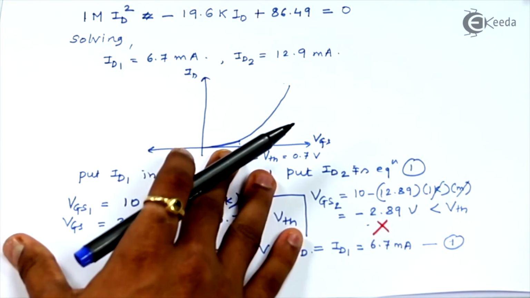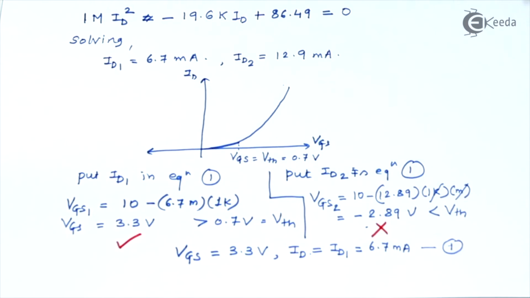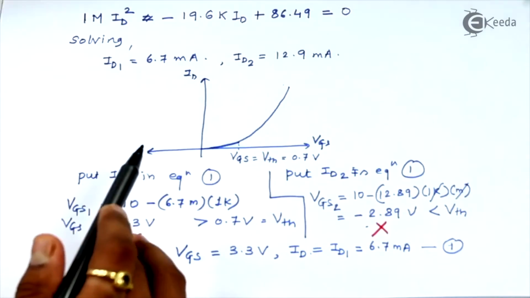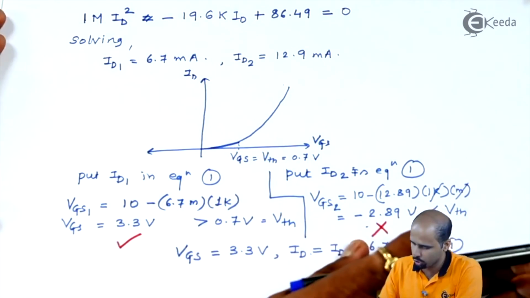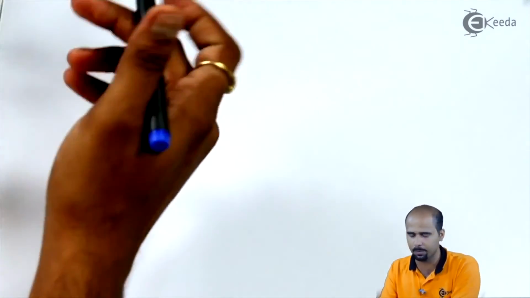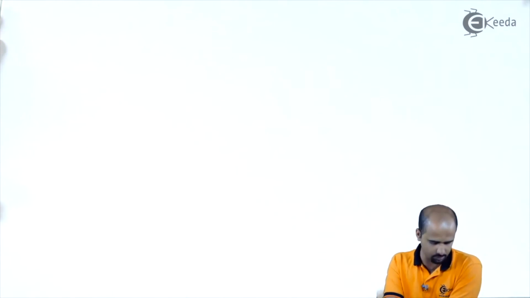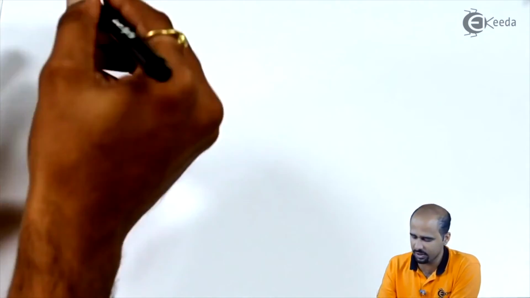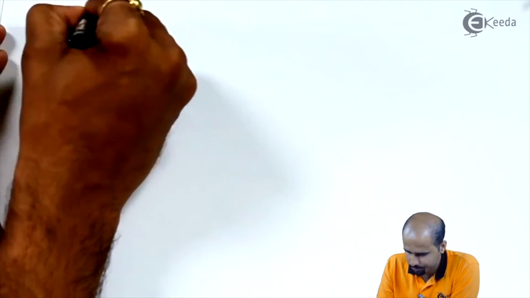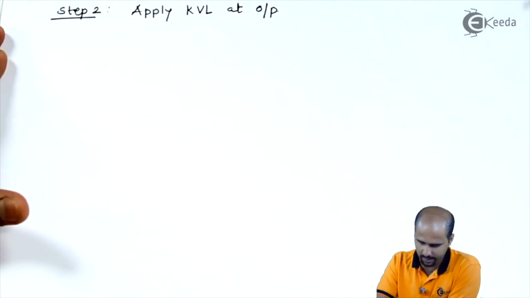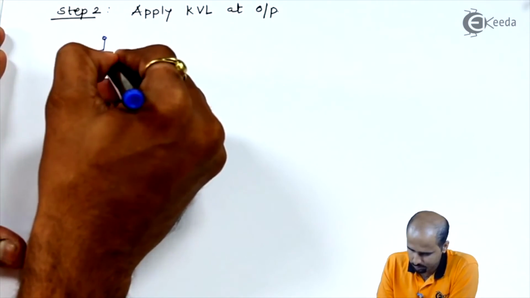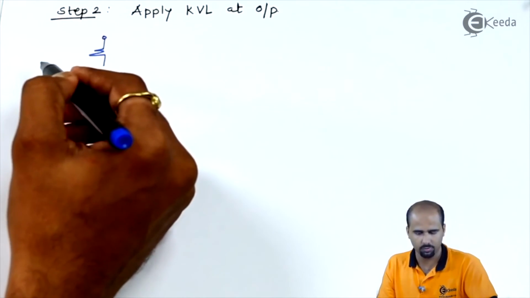Okay, now they have asked us to find the Q point, right? Q point means not only VGS and ID, but we have to find out the value of VDS as well. So once we get the value of ID and VGS, we will proceed further to the next step, that is nothing but the application of the KVL. So we will apply the KVL. And the particular circuit diagram will become, this was the circuit diagram we were looking for.